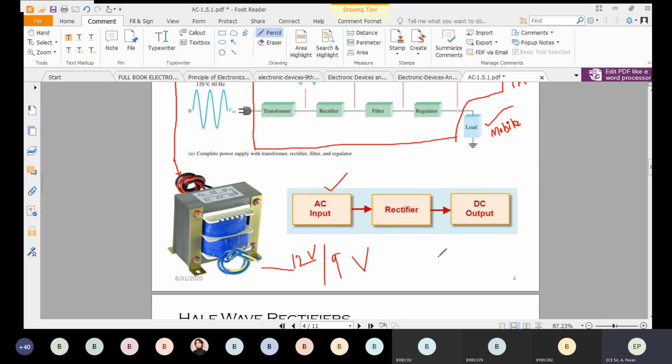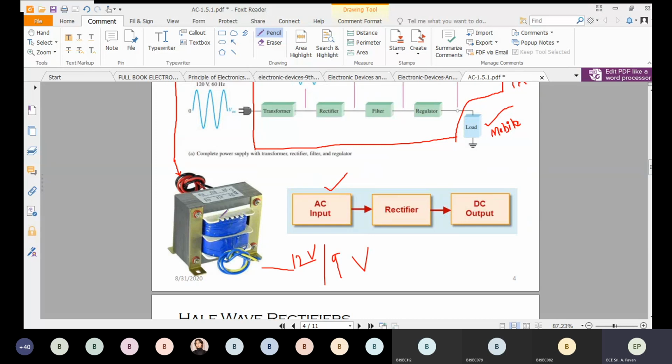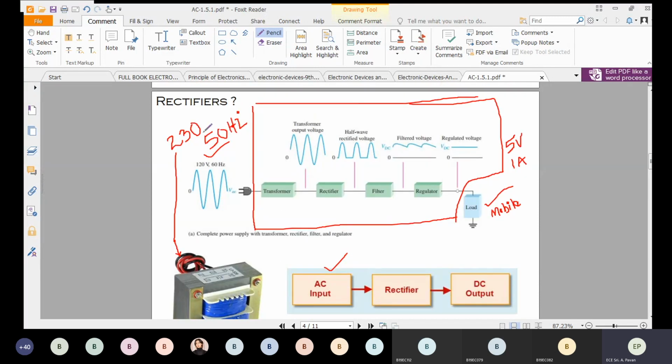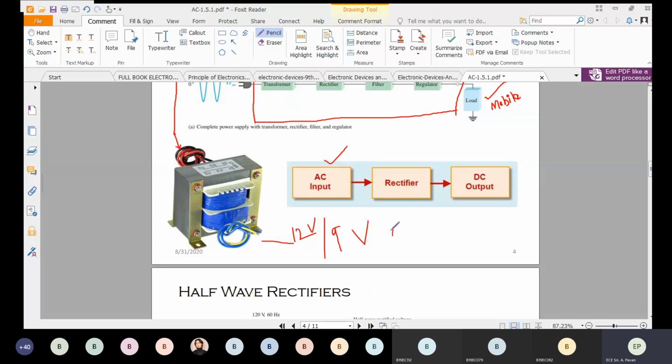Transformer only steps down the signal. Stepping down means input is 230, output is 12 or 9. Decreasing the voltage is nothing but stepping down. So the transformer doesn't convert the frequency. The input frequency is 50 Hz, and in the same way at the output of the transformer the frequency will remain as it is. There is no change in frequency. What it changes is only the voltage, right?